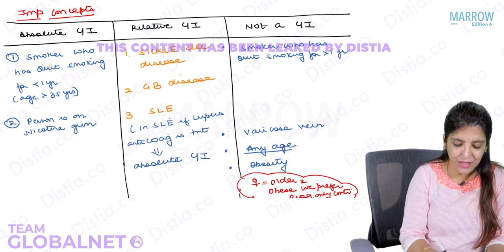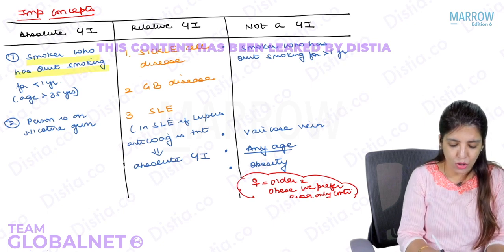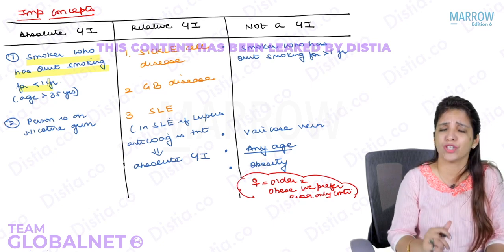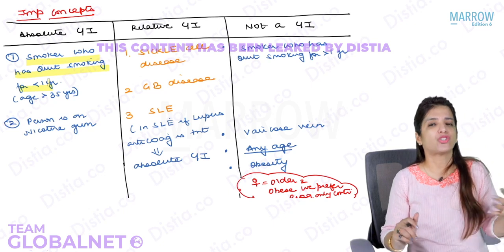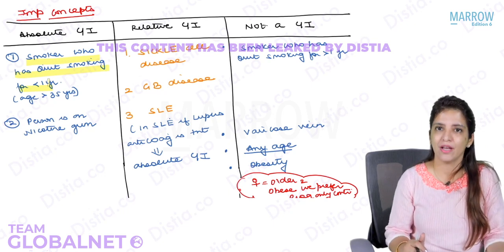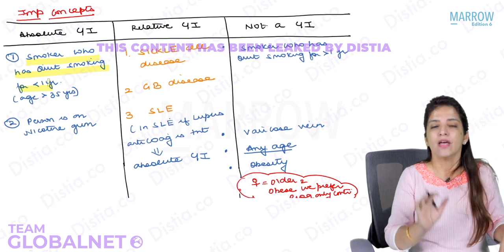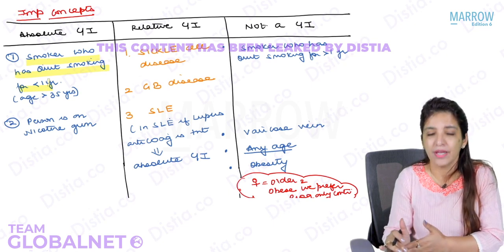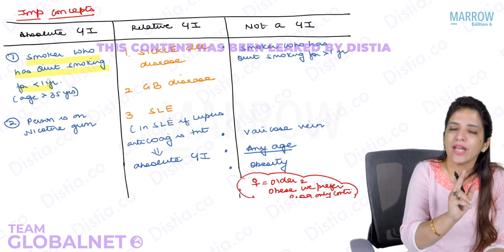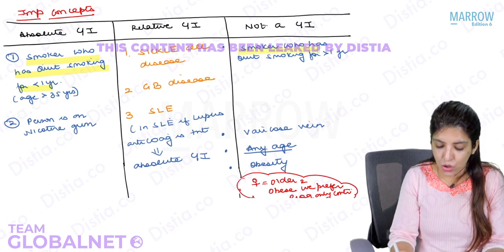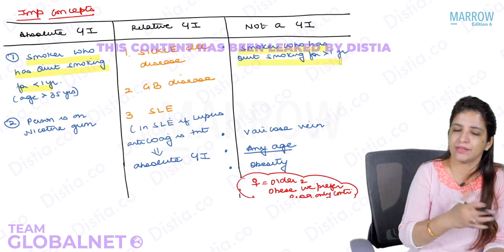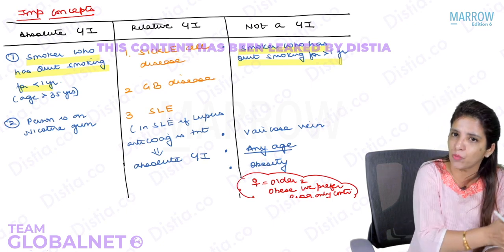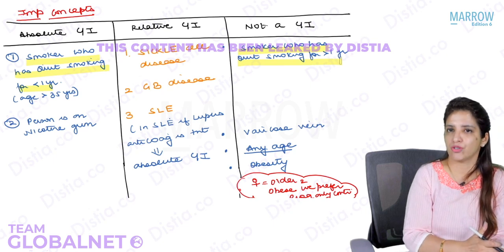For example, if they say smoker who has quit smoking for less than 1 year. So, for example, they say that there is a smoker whose age is more than 35 years and for the past 3 months she has not been smoking. So is it an absolute contraindication? Yes. Please remember, for a smoker to be called a non-smoker, the time interval has to be 1 year. So if the smoker has quit smoking for more than 1 year, then that's not an absolute contraindication. But if the smoker has quit smoking for less than 1 year, then yes, it's an absolute contraindication.